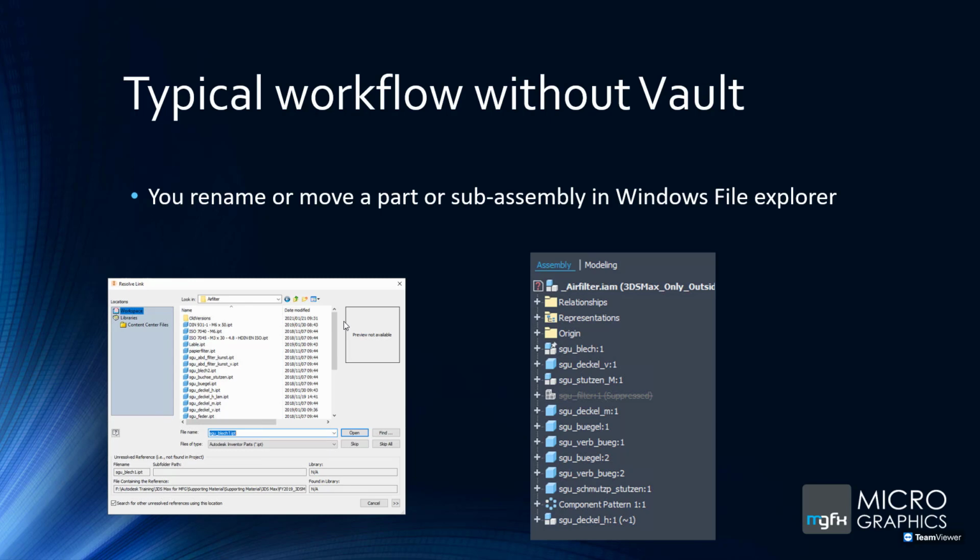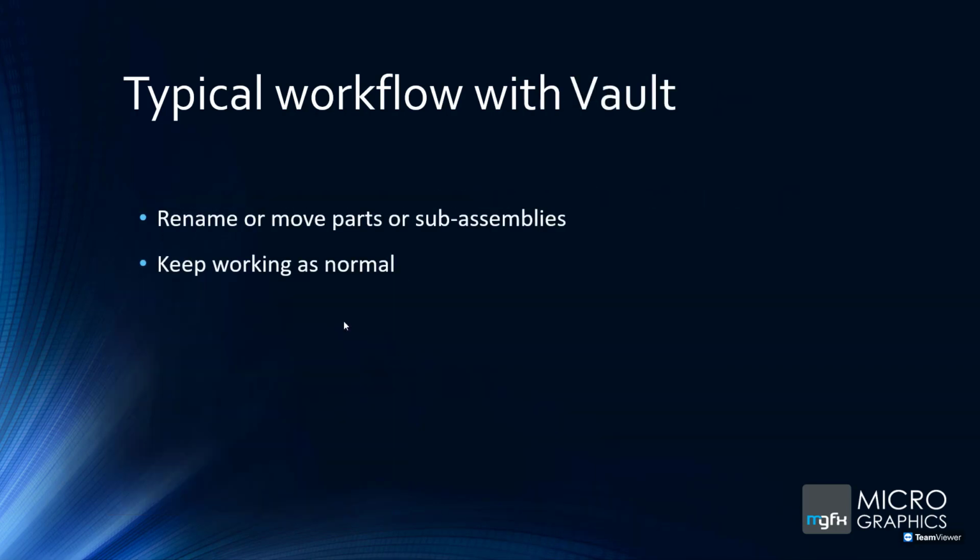So now, what's the typical workflow that we have with the Vault? Okay, so we can either rename or move the parts in the subassembly. Windows File Explorer doesn't know about those links that you've got in your Inventor with your parts and assemblies. Vault does. Vault's got that database, so it works on a SQL database, which knows how to relate those names of the assemblies and the parts back to each other.